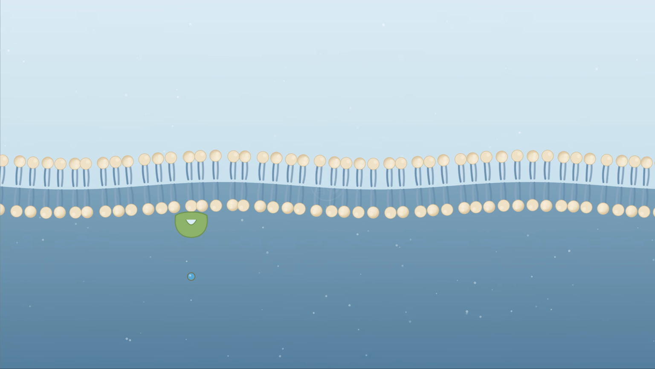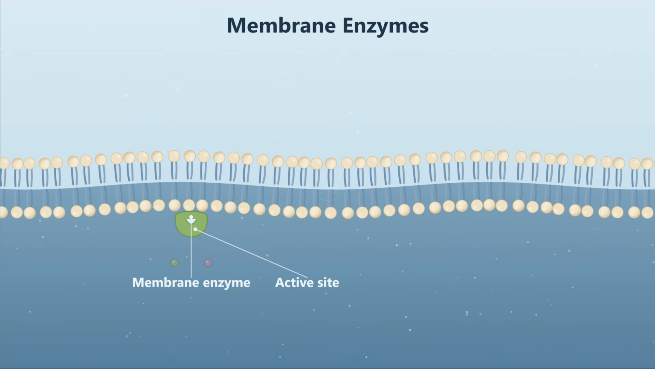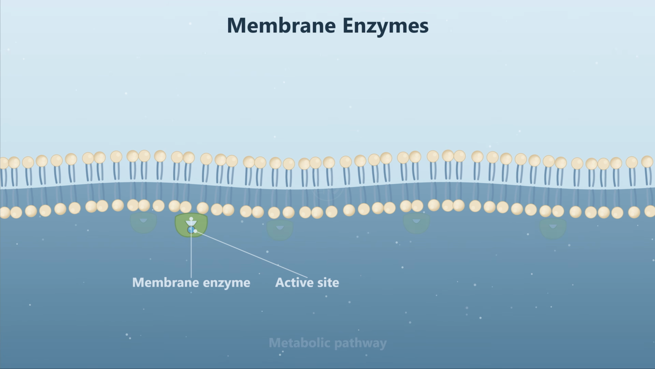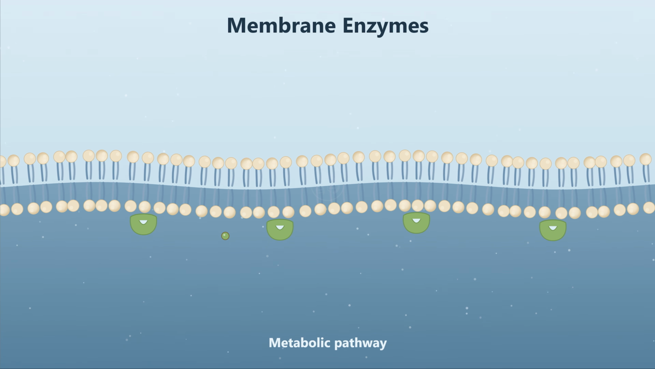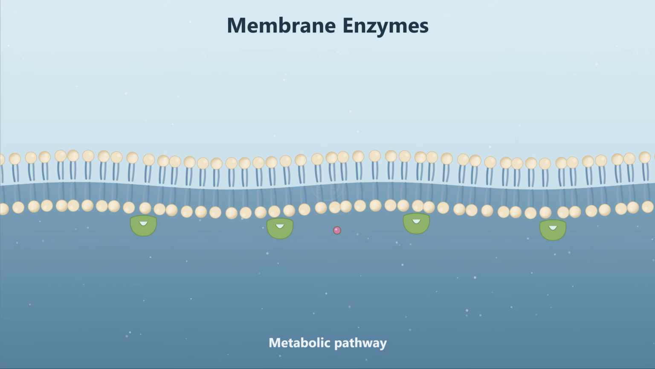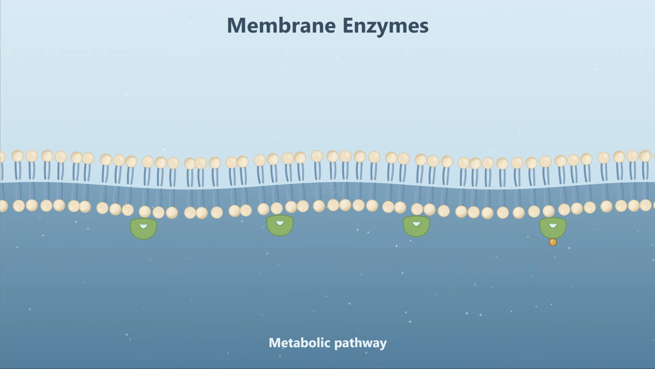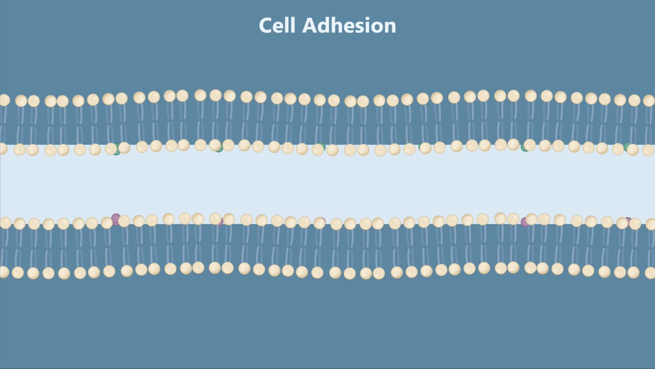Some membrane proteins function as enzymes. A substrate binds to the enzyme's active site and is converted into one or more products. Several membrane enzymes may also be organized together, allowing the product of one reaction to enter the next reaction efficiently.